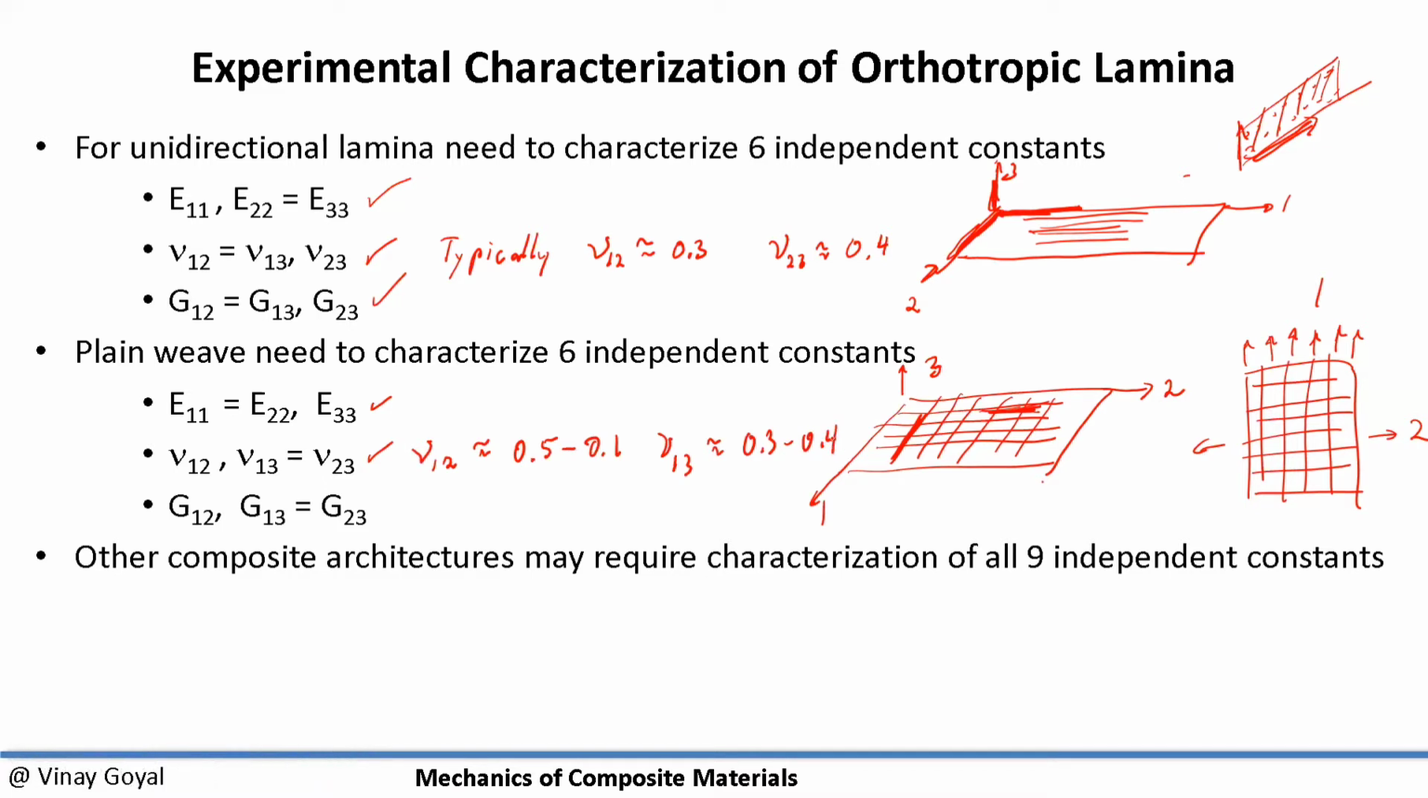Other composite architectures may require characterization of all 9 independent constants, typically done through extensive testing. You can also use a micromechanics approach where you're not doing any testing, but you know the properties of the fibers and the resin, and you model a finite element model of the microstructure to derive the properties. That's one approach that has been used successfully. A second approach is to use microstructural software like TexCAD. And you'll see that later in some of the work you'll be doing.